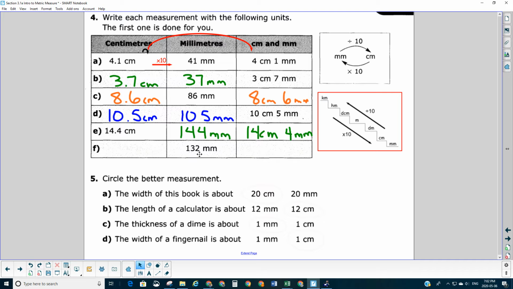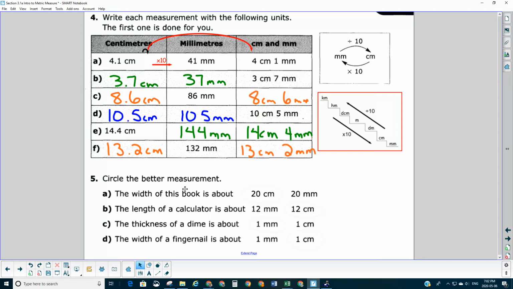And finally, the 132 millimeters, if we convert into centimeters, you're going to divide by 10, so you're going to move the decimal place one decimal place to the left to get 13.2. And then, of course, the 13.2 translates to 13 centimeters and 2 millimeters. So hopefully you were able to get those last three correct.